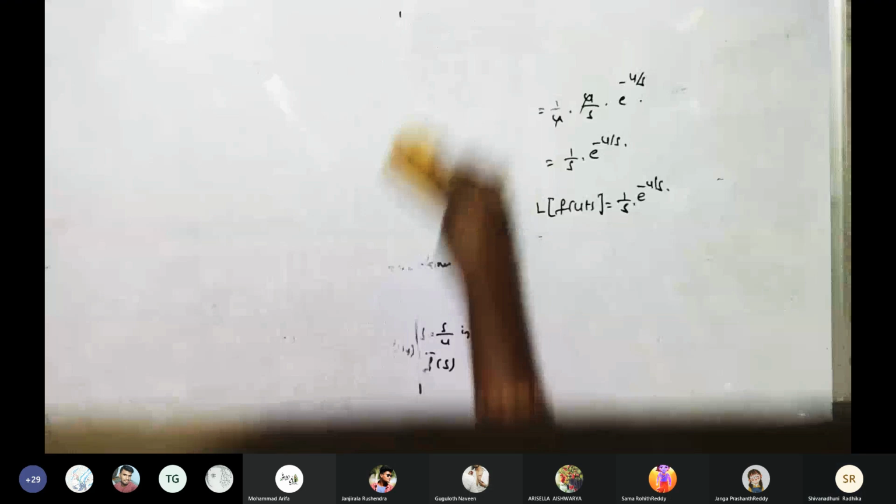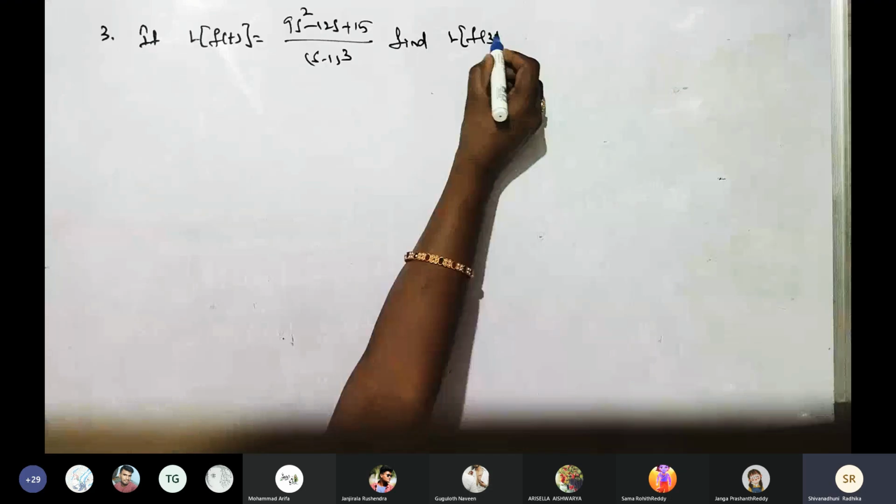If L of f of t equals 9s square minus 12s plus 15 by s minus 1 whole cube, find L of f of 3t using scale property. Clear?